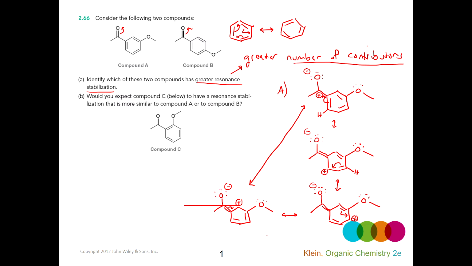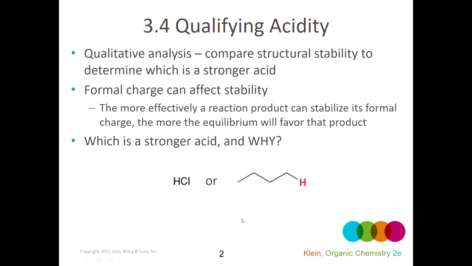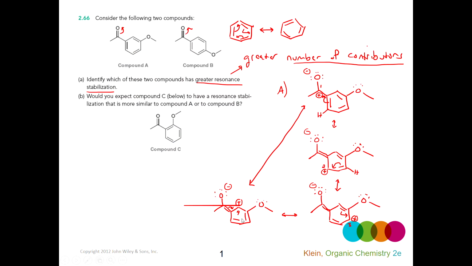And what I'm noticing is this positive charge that's created in these minor contributors is spread out over 1, 2, 3, 4 atoms. And that helps to stabilize that somewhat. So that looks pretty stable. So the resonance in compound A is pretty significant.